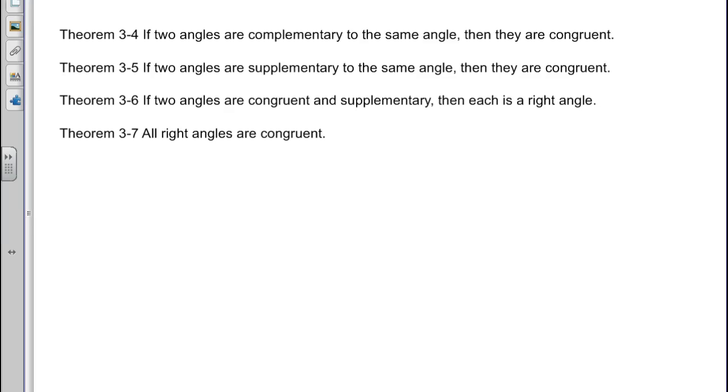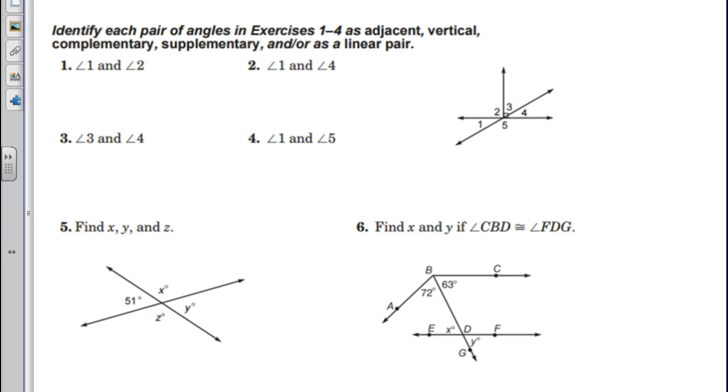3-6, if two angles are congruent and supplementary, then each is a right angle. So if two angles are equal to each other and they add to be 180 degrees, they have to be 90-degree angles. 90 plus 90 is 180. There's no choice. And all right angles are congruent, which means all right angles are equal in measure. All right, so let's try 6 practice problems, and then we'll pick it up in class.